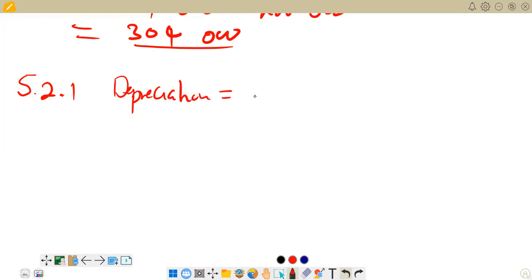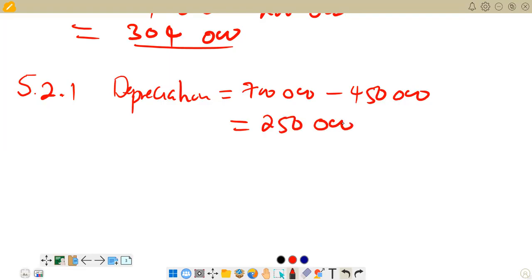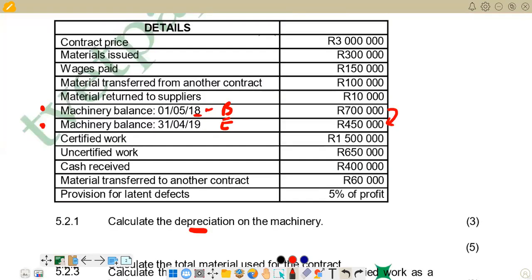We are saying it's equal to 700,000. Then we subtract 450,000. And then the answer that you are going to get there is 250,000. That's what we have there. Then we go to the next question. The next question is just beneath that. Let's check out what it requires us to calculate there.